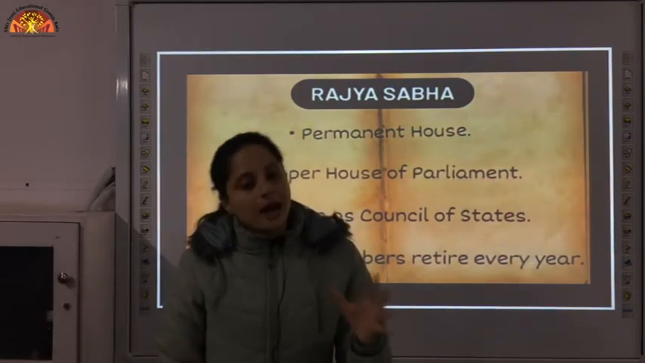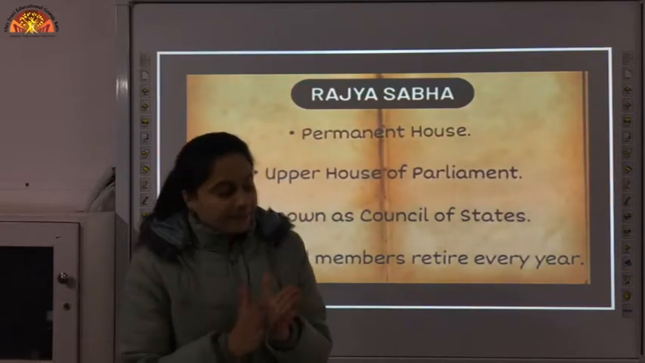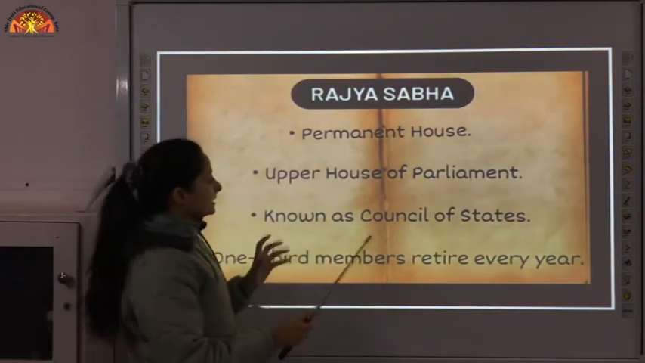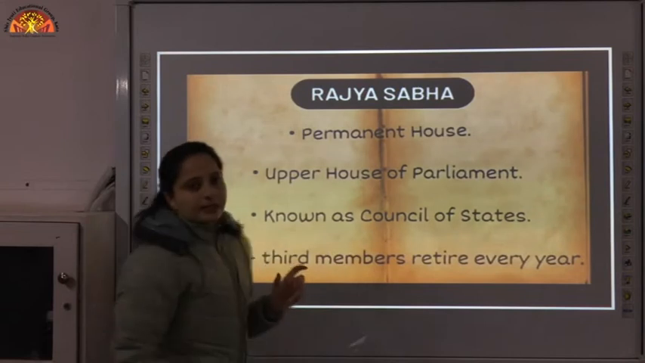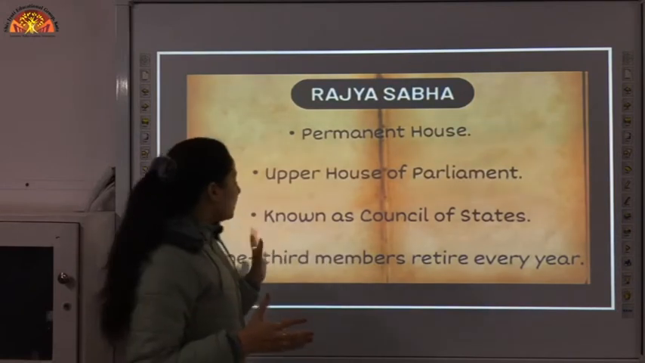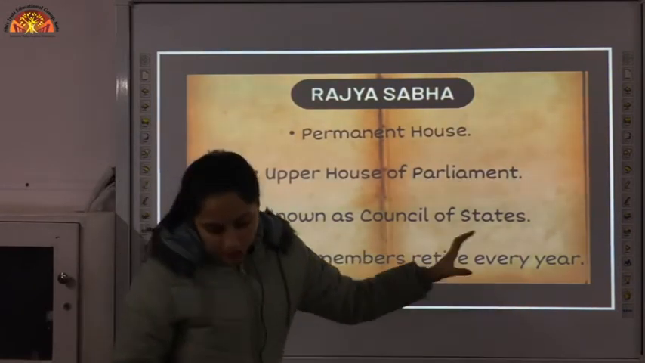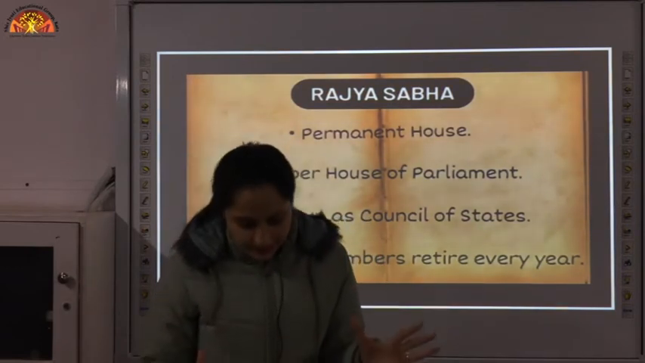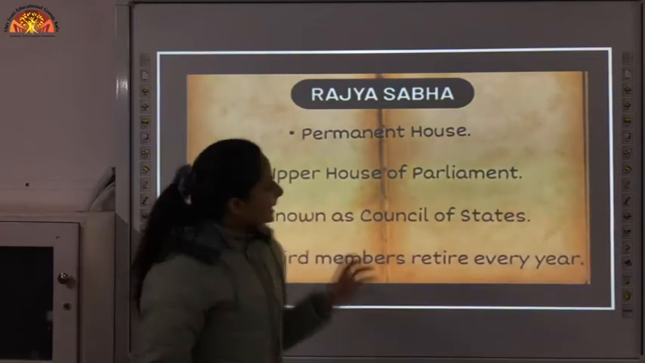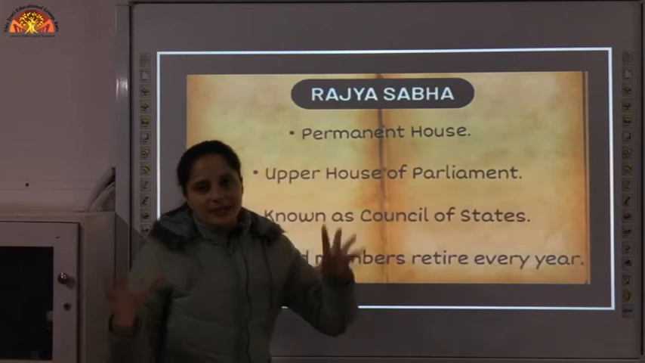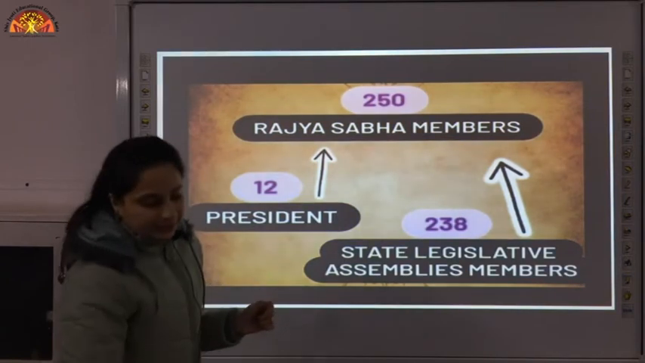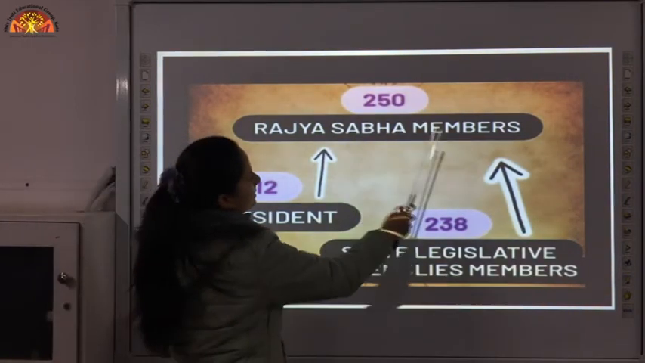The members of Rajya Sabha are not elected directly by the people; in fact, they are indirectly elected by the Council of States. That is why it is called the permanent house, because one third of the members retire every year. Now we'll talk about members. There are 250 members in Rajya Sabha.